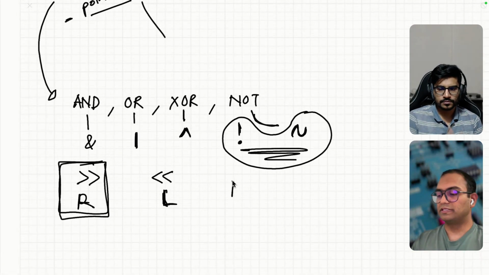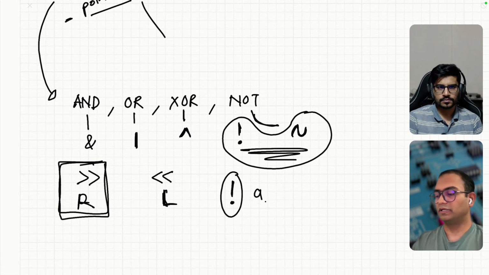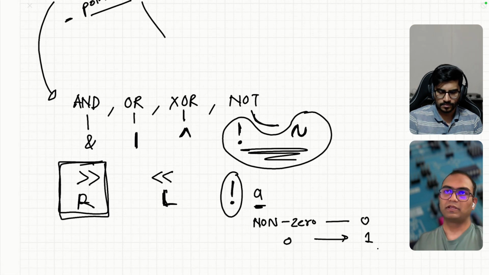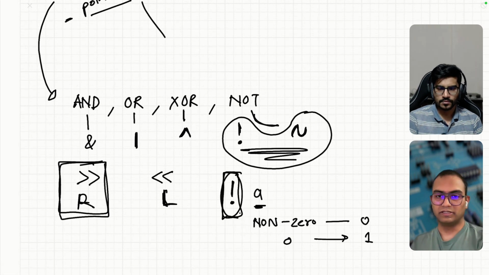So this operator, if you have a variable on the right of it, it will just invert the notion. So if this was a non-zero value, it will make it zero. And if it is a zero value, it will make it one. That is what this symbol, when used on a variable, does.